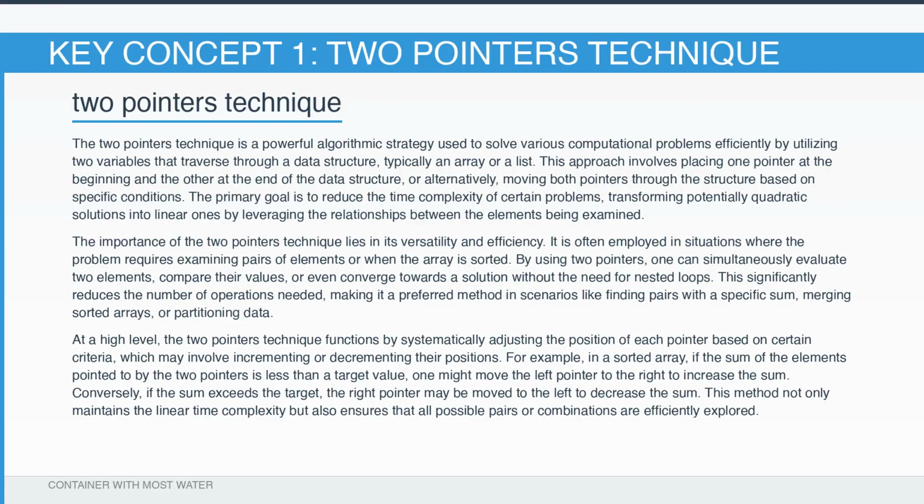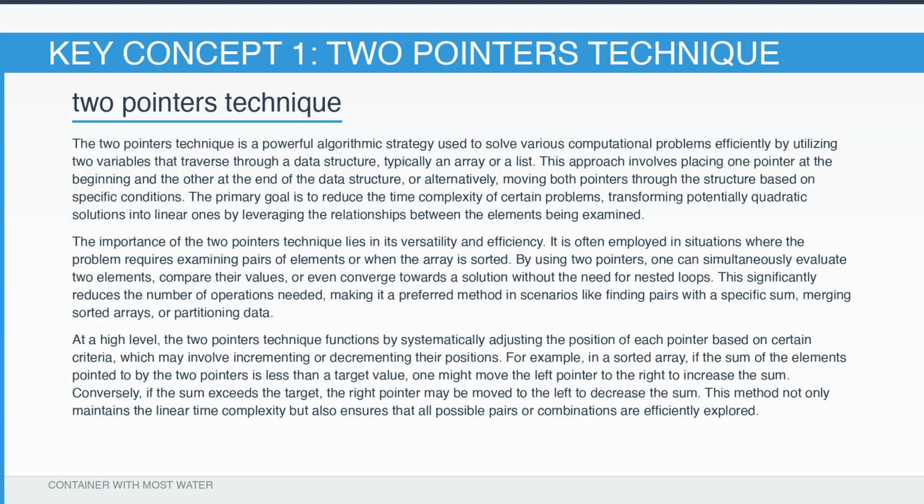The two pointers technique is an effective algorithmic strategy that simplifies solving computational problems by using two variables to traverse through an array or list. Imagine you have a long road with two cars starting at opposite ends. One car represents the first pointer, and the other represents the second pointer. By placing one pointer at the start and the other at the end, you can efficiently examine the relationships between the elements they point to. This technique is particularly useful for problems involving pairs of elements or sorted arrays.